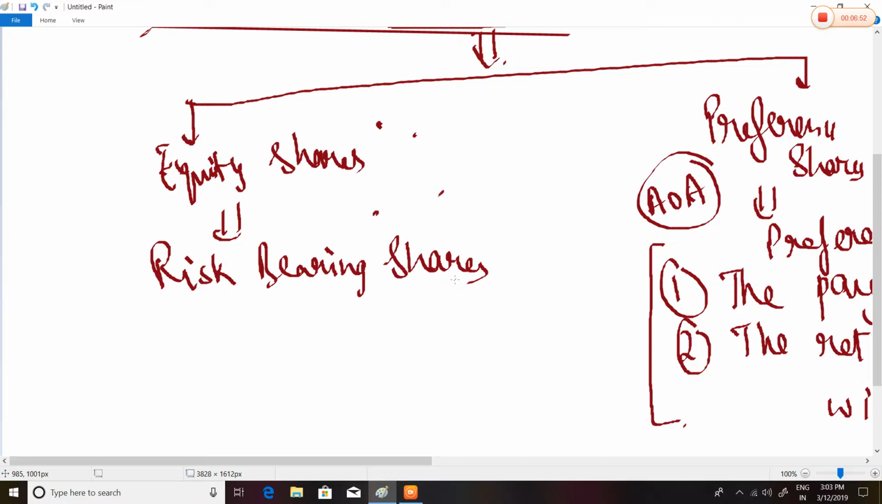Firstly, preference shareholders would be given their amount, then only the equity shareholders will be provided. At the time of winding up of a company also, first preference goes to preference shareholders, then equity shareholders. And equity shareholders have the right to vote in all the meetings of the company, in all the resolutions placed before the company.